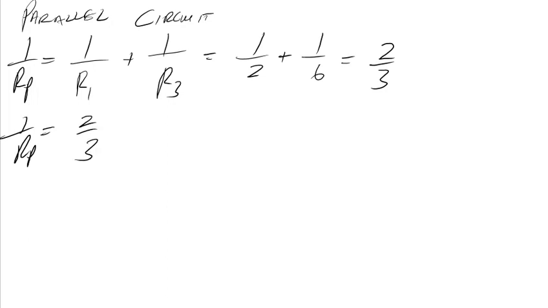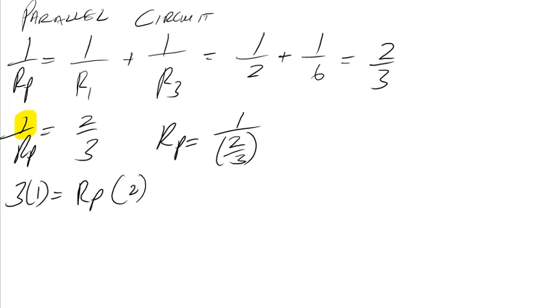We don't want 1 over RP, we want RP. So in order for you to get RP, you say RP is equal to 1 over 2 over 3. This is how you remove this one. Or you can simply cross multiply. So you're gonna have 3 times 1 is equal to RP times 2. You multiply this with this, and this with this.